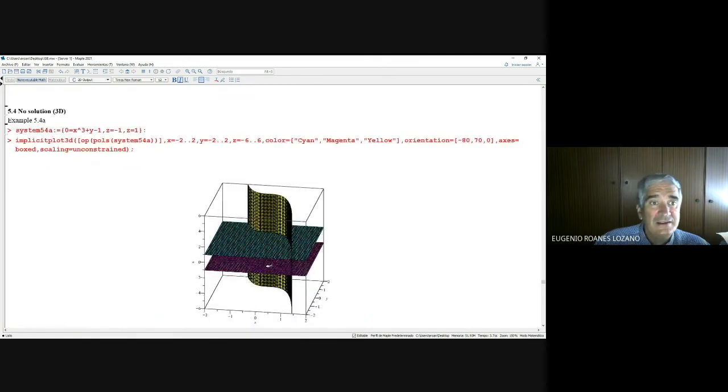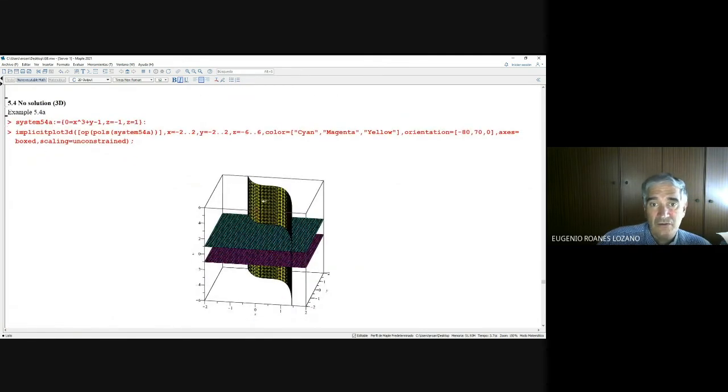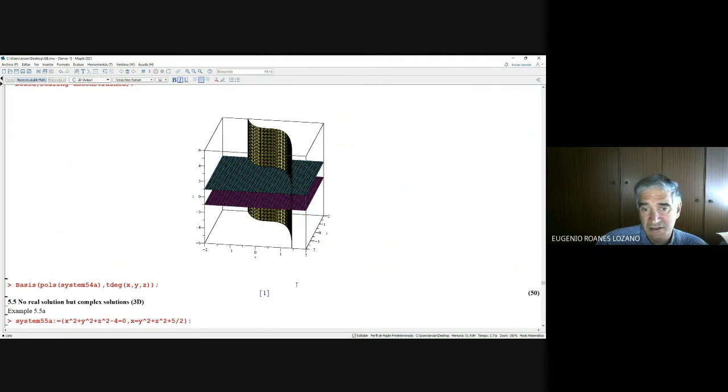There can be cases with no solution. For instance, if we intersect this vertical cylinder, whose section is a cubic, with this plane and this plane, it's impossible to satisfy the three conditions at the same time. So the Gröbner basis is 1.